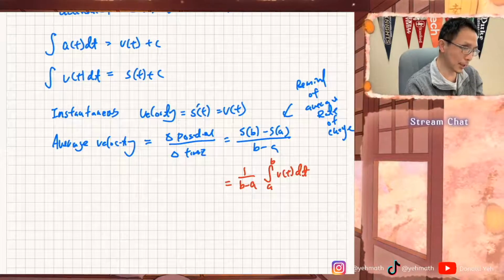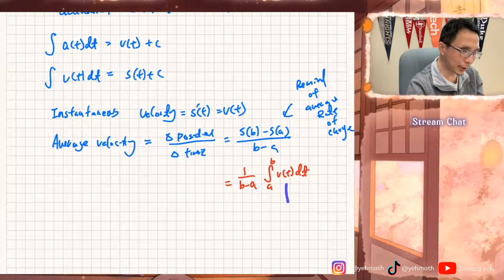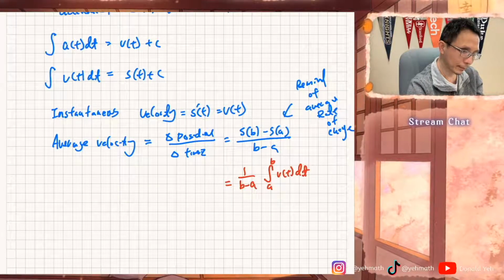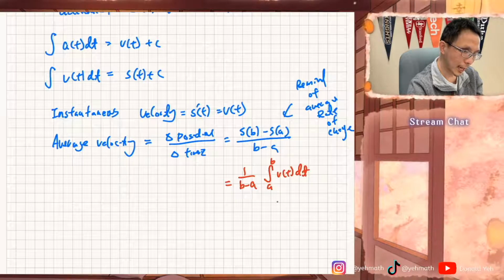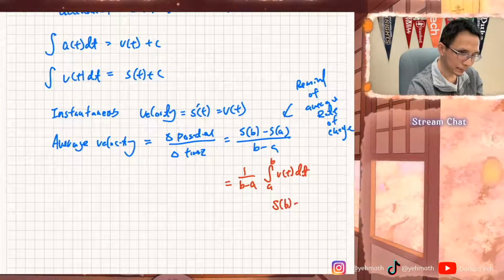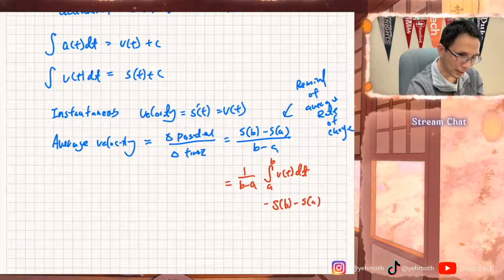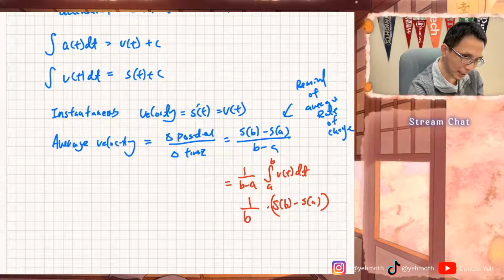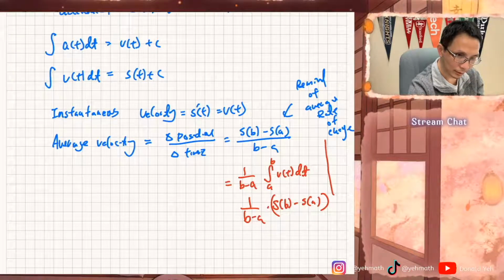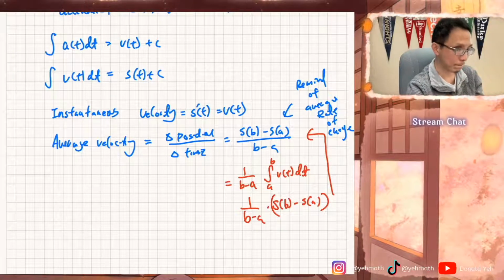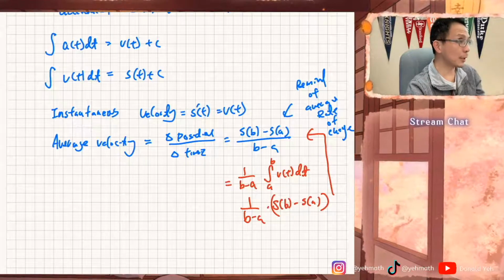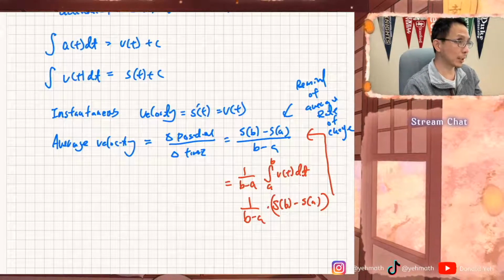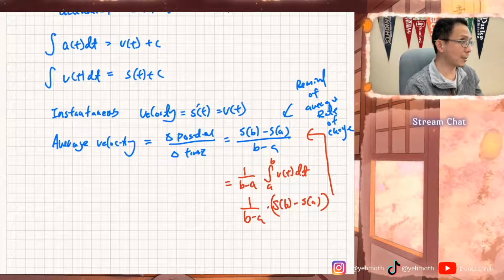And if you do this, what will happen? If I integrate V of t, what am I going to get? S of B minus S of A, right? Does that make sense? And this is multiplied by 1 over B minus A. Does that look familiar? It's the same thing. That's average value. So if you do the average value of a velocity equation, that's actually average velocity.